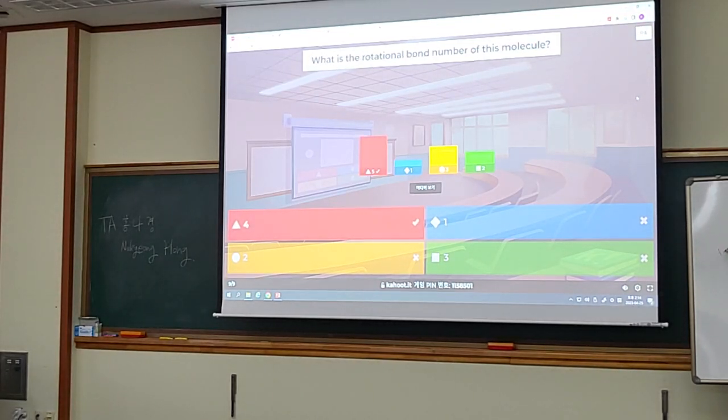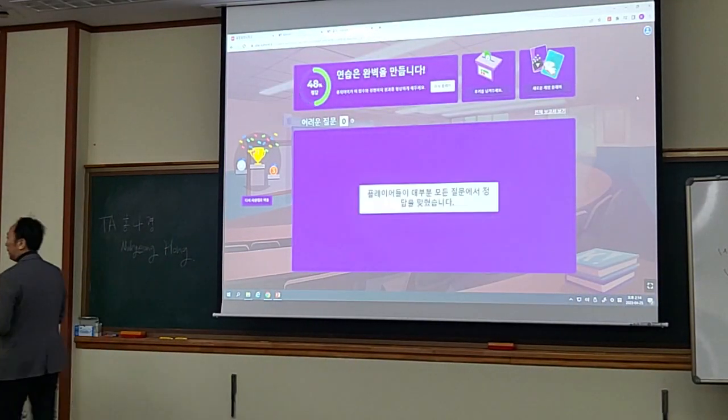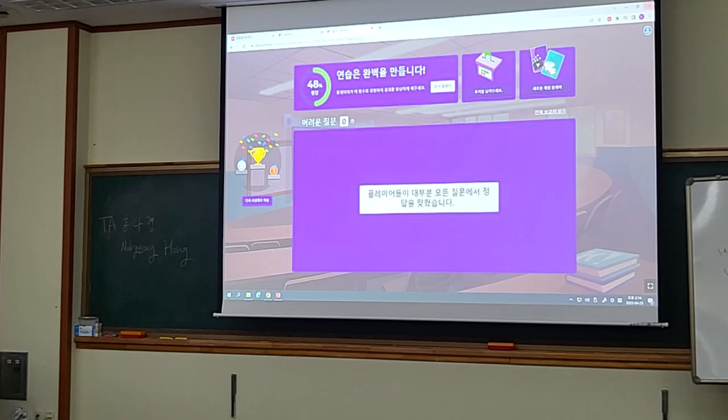That's why you feel the feeling of this rotation. Okay? So that is the counting of rotatable bonds. Okay, this was checking whether you're covered properly or not. Okay, let's move to the progress.